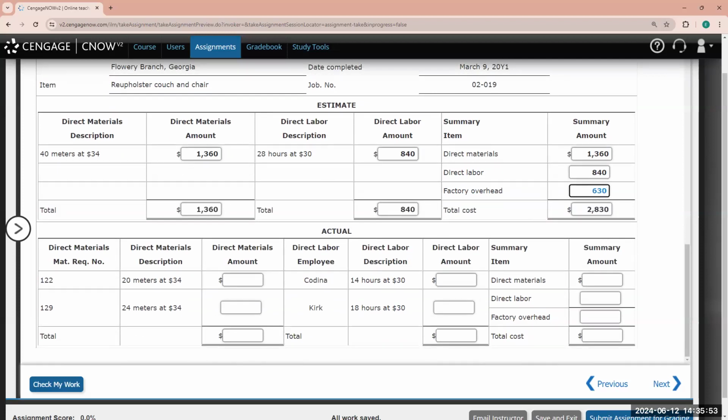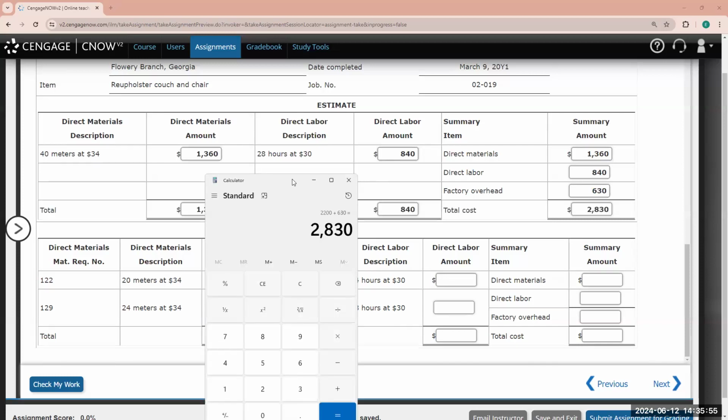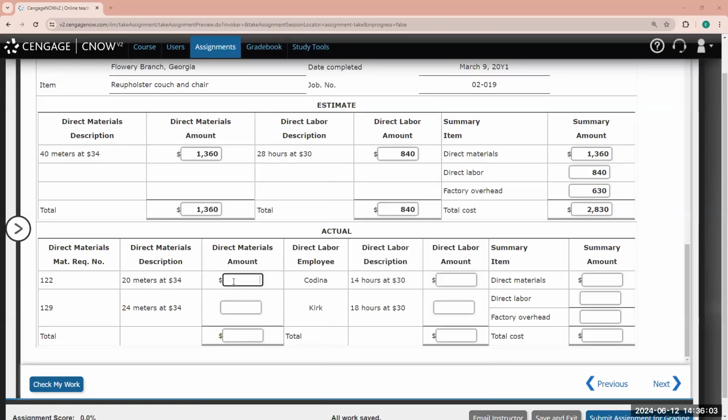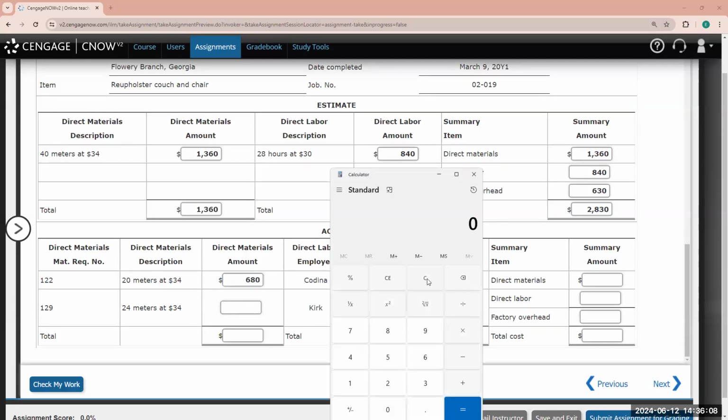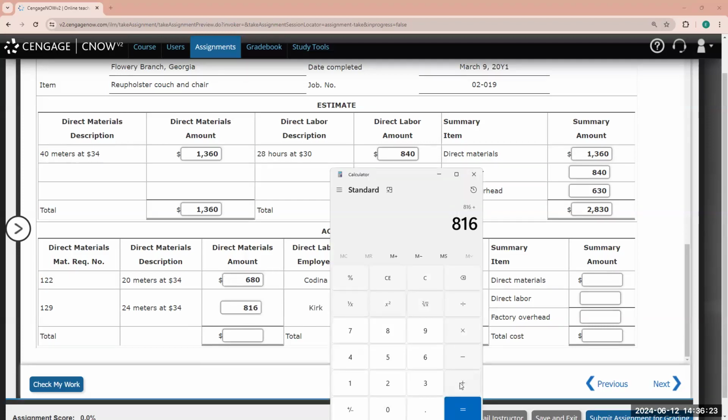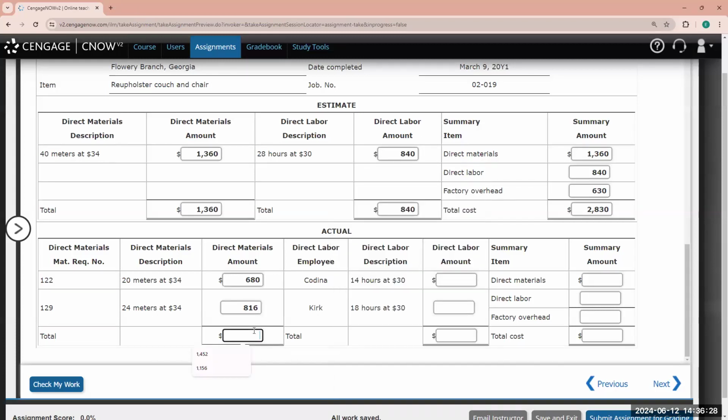Now, if we consider our actual, we see here that we used 20 meters at $34 per meter for a total cost of $680. And then we used 24 meters at a cost of $34 per meter for a cost of $816. So now we add the two. We add the 20 meters at $34 and we add the 24 meters at $34, and that gives us a total of $1,496.